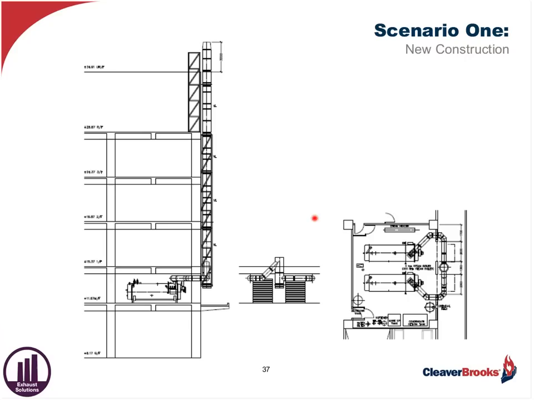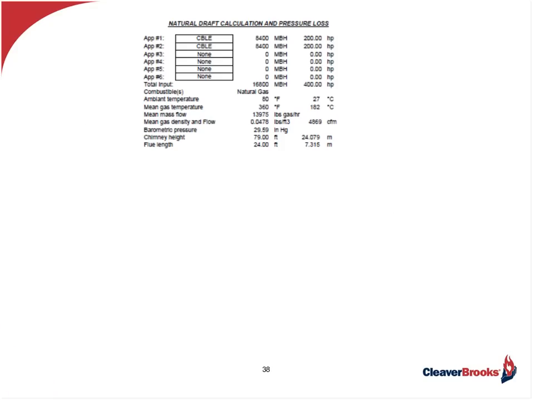Looking at the elevation view in the middle of the drawing, you'll see that the engineer has shown one boiler connecting to the chimney with a 90-degree T, and the second boiler entering the chimney just above the first boiler connection with a 45-degree Y connection. Our factory engineer runs a draft calculation on all quote requests that we receive, which we'll see in the next slide.